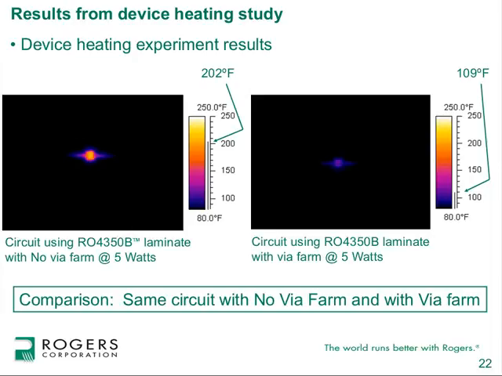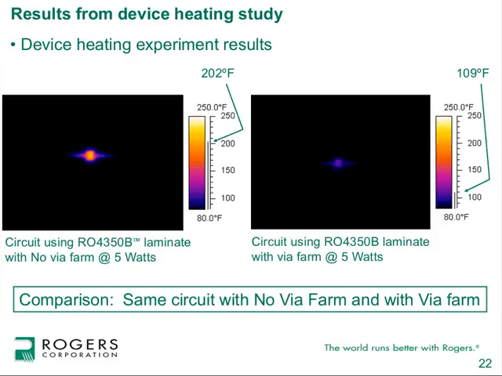Now, looking at via farm versus no via farm, there's really a pretty big difference here. In this case, this is a comparison showing the same circuits, same everything. The only difference is the circuit on the left was a circuit without a via farm, and the circuit on the right is a circuit with a via farm. And this is a little bit higher power than the last one that was at 4 watts. These thermal images are at 5 watts.